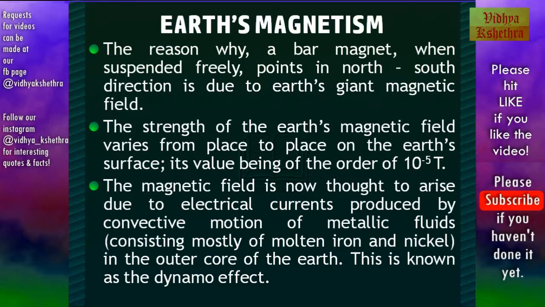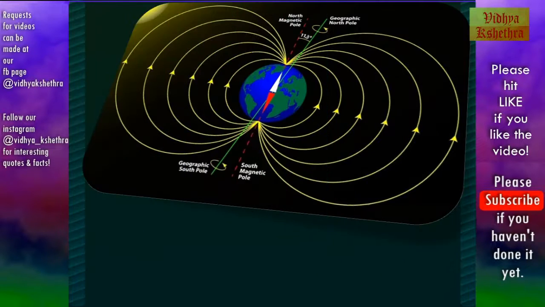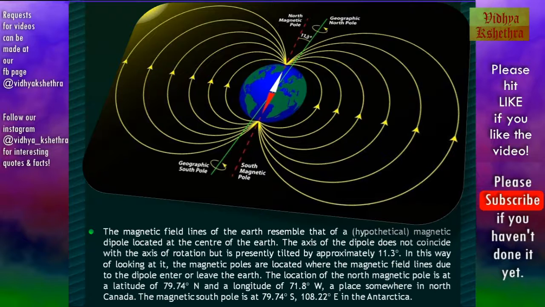Now we shall see a figure depicting Earth as a magnet. In this figure, we can see that Earth has got a magnetic dipole. The magnetic field lines of the Earth resemble that of a magnetic dipole located at the center of the Earth. The axis of the dipole does not coincide with the axis of rotation, but is presently tilted by approximately 11.3 degree. In this way of looking at it, the magnetic poles are located where the magnetic field lines due to the dipole enter or leave Earth.